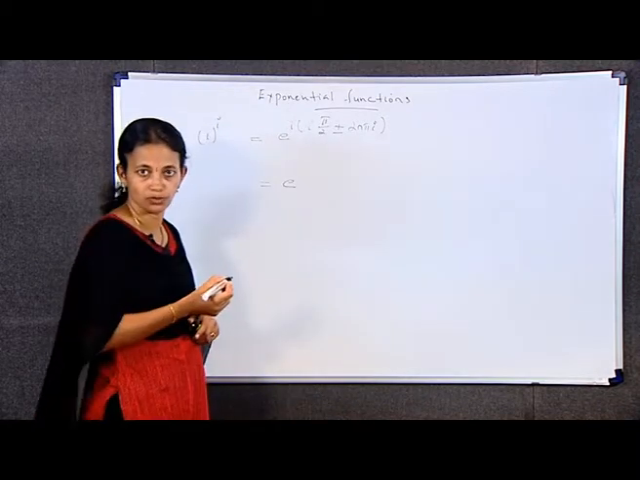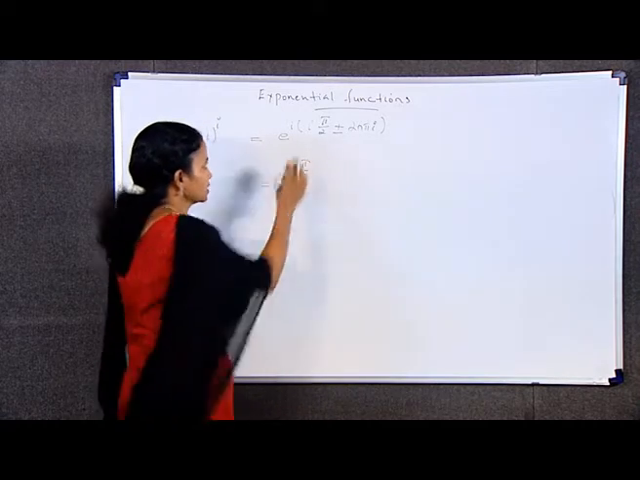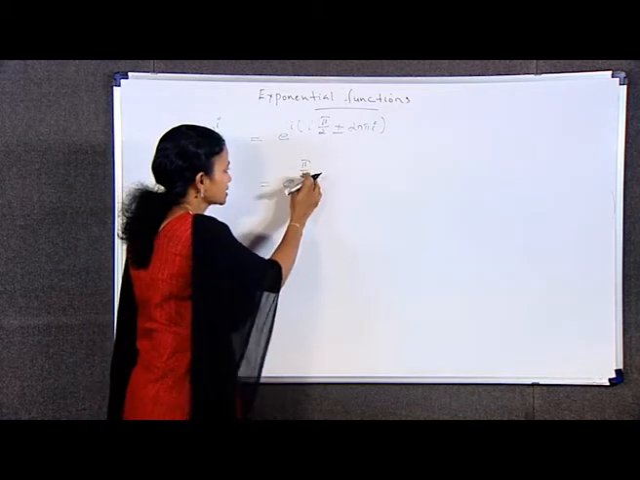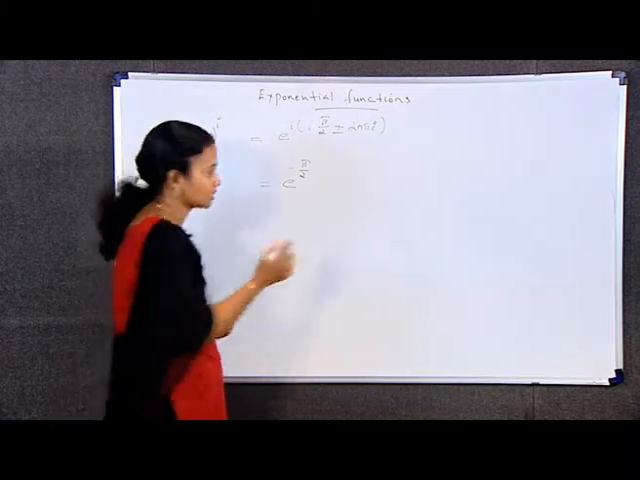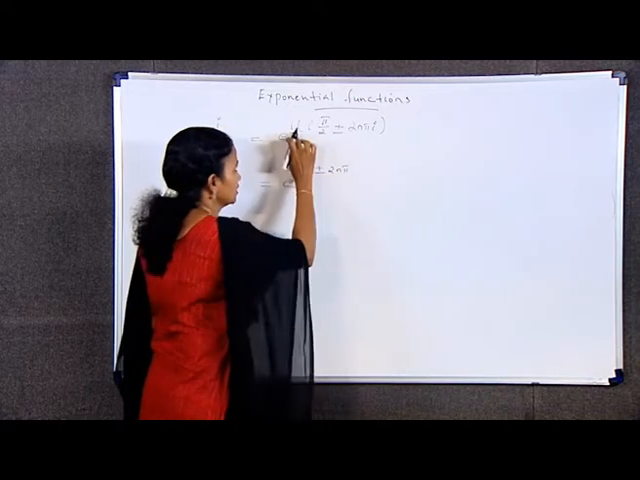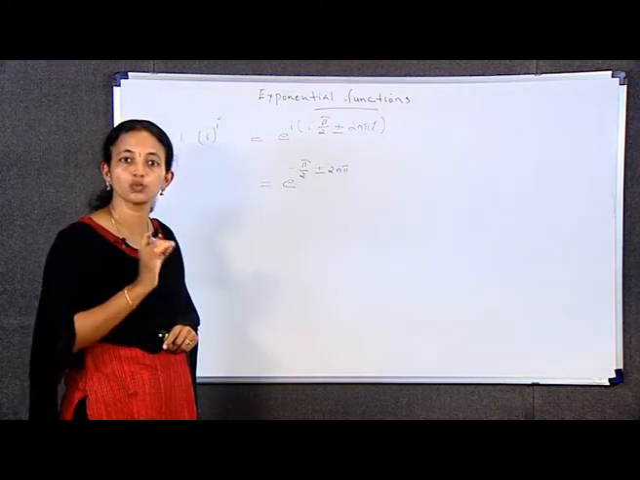e raised to minus pi by 2, that is I into I, we have minus sign. So, it is minus pi by 2 plus or minus 2n pi. Here also we have I into I is minus 1, which is equal to plus or minus 2n pi.